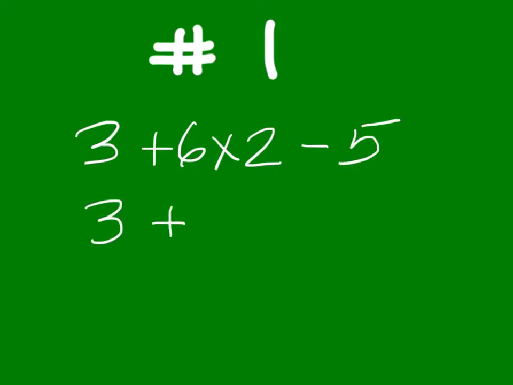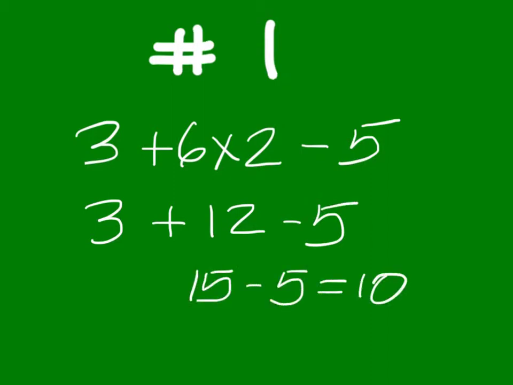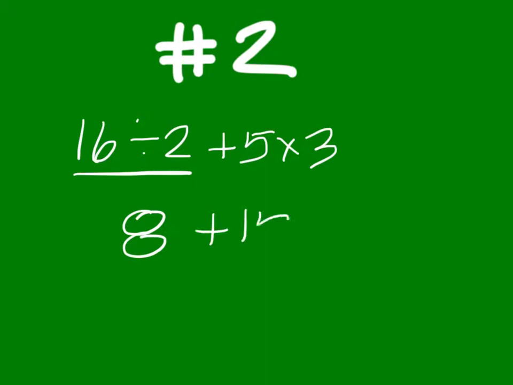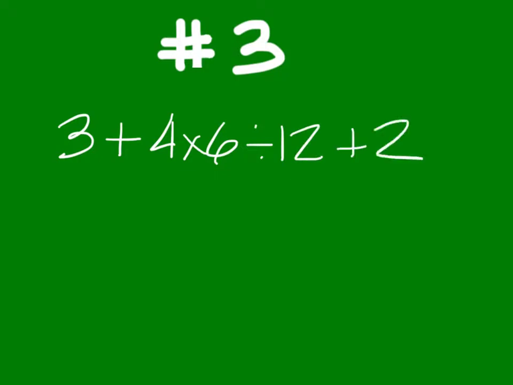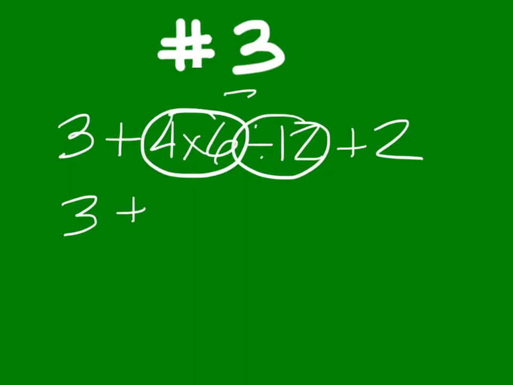We'll have 3 plus 12 minus 5, so that would be 15 minus 5, which is 10. You have to do 16 divided by 2 first, which is 8, and then 5 times 3 is 15. You have to do 4 times 6 first to get 24, and divide by 12 to get 2.